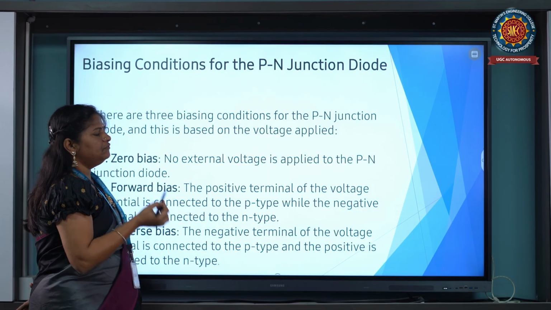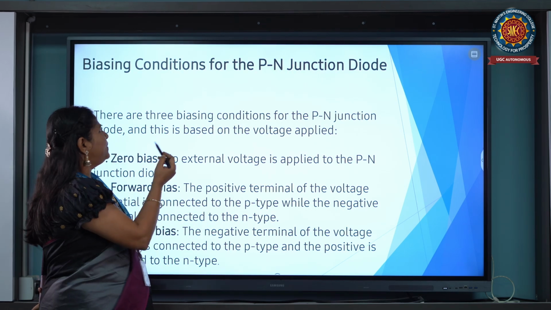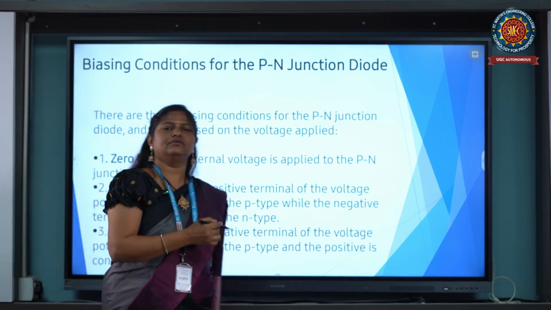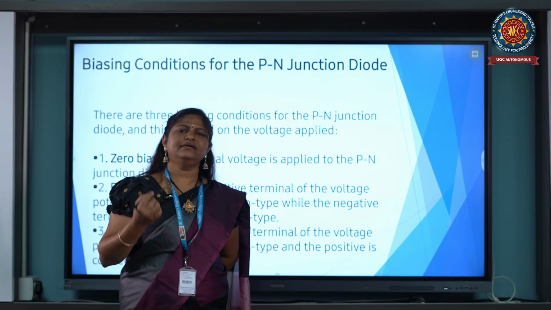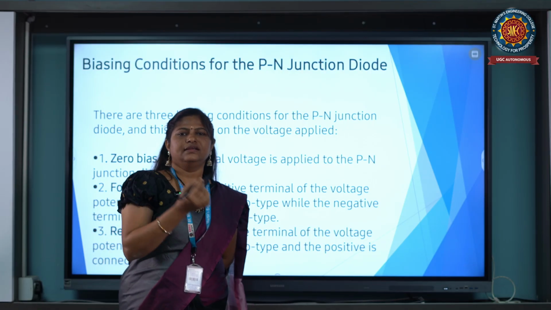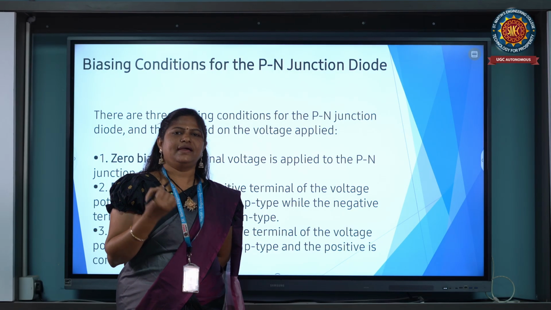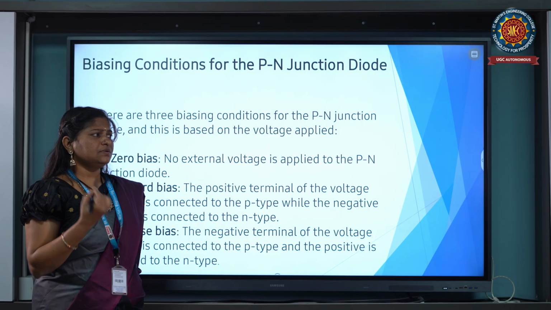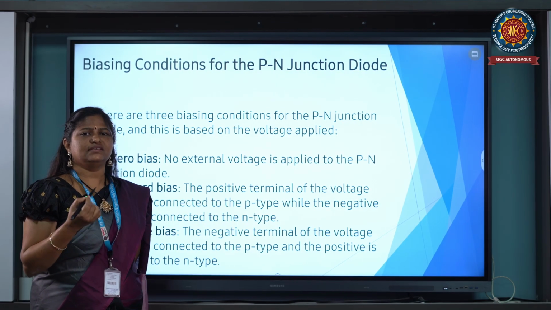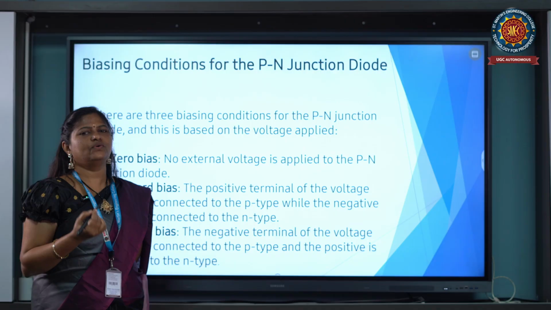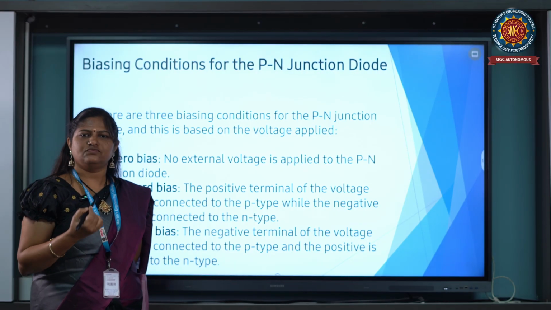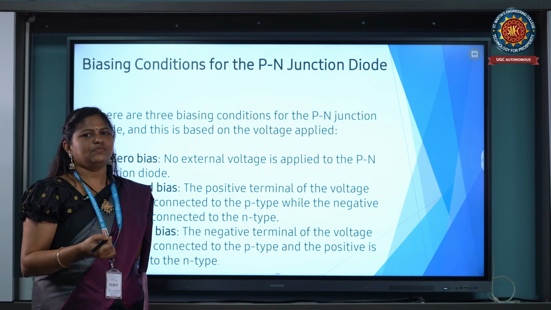And after formation of the diode, now the biasing conditions of the diode. Biasing is nothing but applying an external voltage to the diode. It depends upon the applied voltage. The biasing conditions are of three types: one is the no bias condition, one is the forward bias condition, and one is the reverse bias condition.